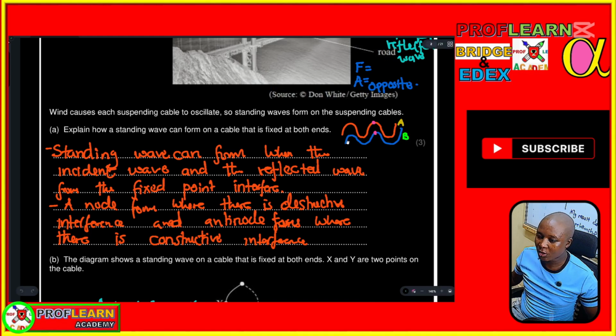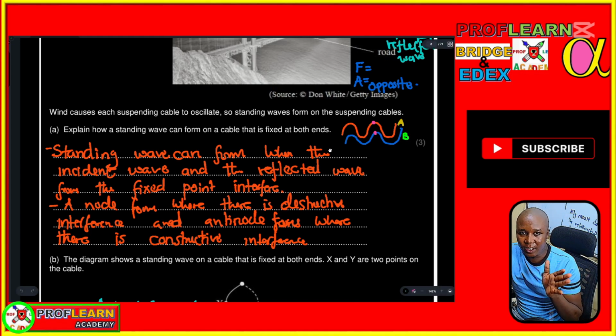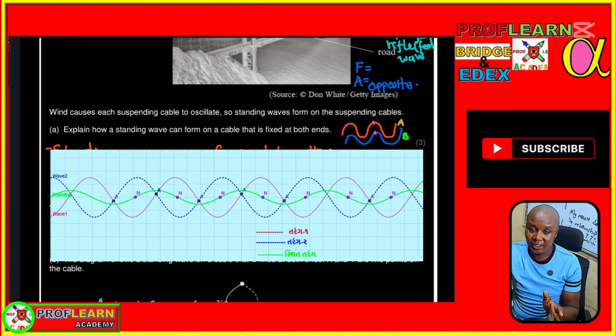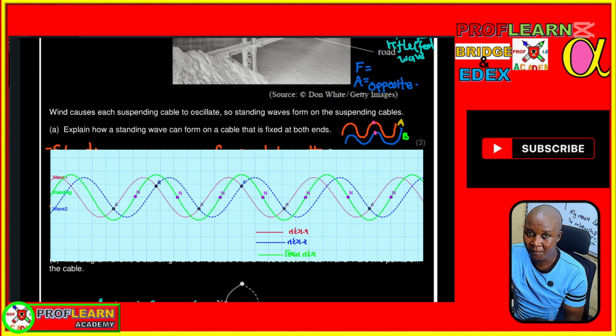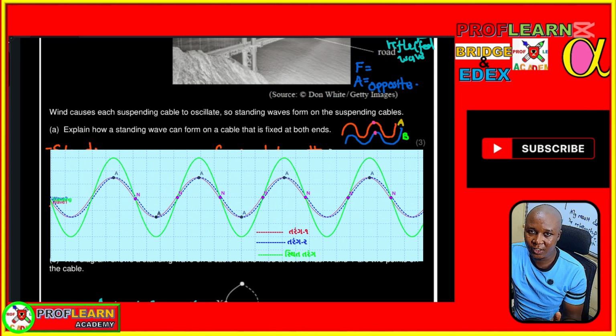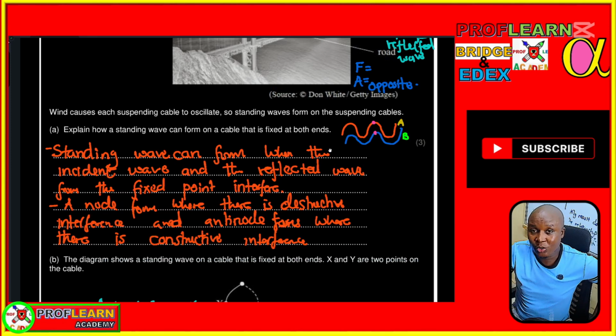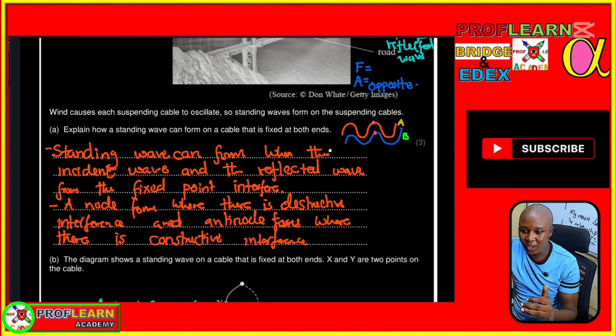Something that you really need to understand is that if the cable is fixed at two ends and an incident wave is drawn in that particular cable, the moment that wave travels and reaches one end, it is going to be reflected. And when the incident wave and the reflected wave superpose or interfere, there will be a series of constructive and destructive interference. So if you are asked to state how a stationary wave is formed, you will say a stationary wave is formed when an incident wave superposes with a reflected wave.